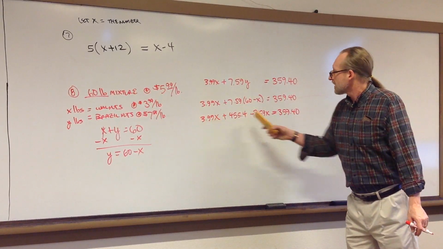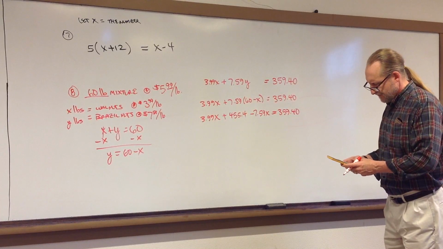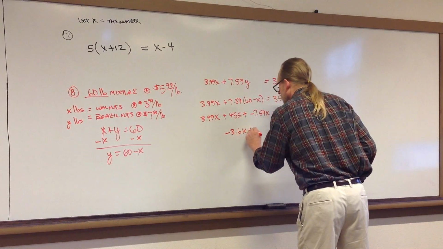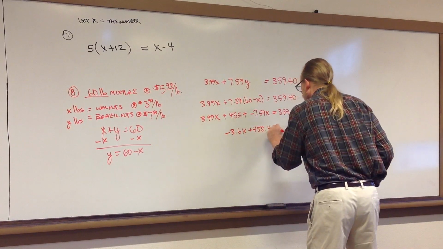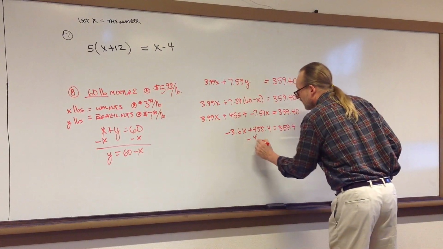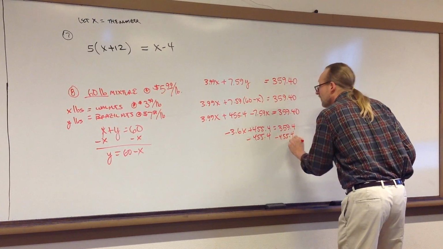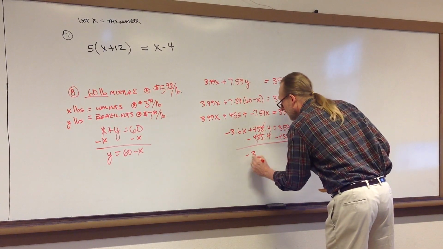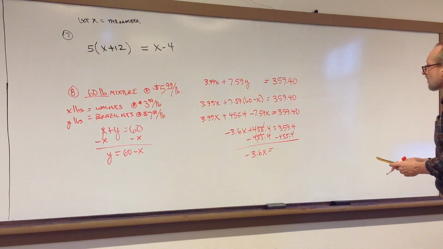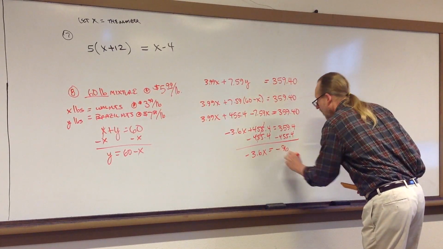Okay, so I'm going to combine my like terms. 399x minus 759x will give us negative 3.6x plus 455.4 equals 359.4. And now we'll subtract this 455.4 to the other side. So negative 3.6x is going to be equal to negative 96.